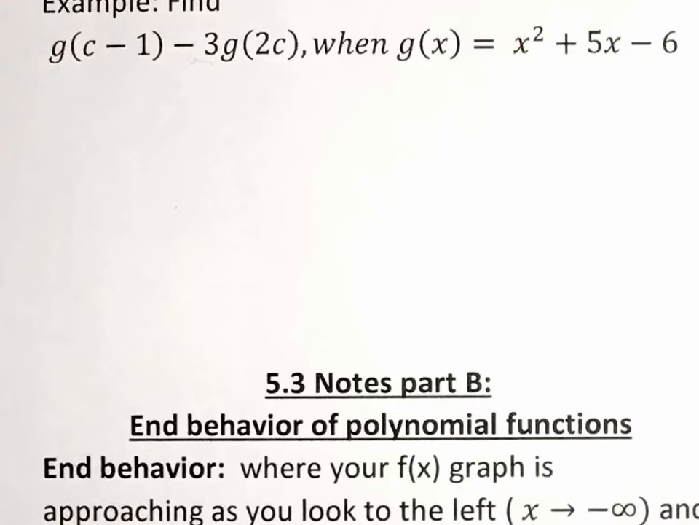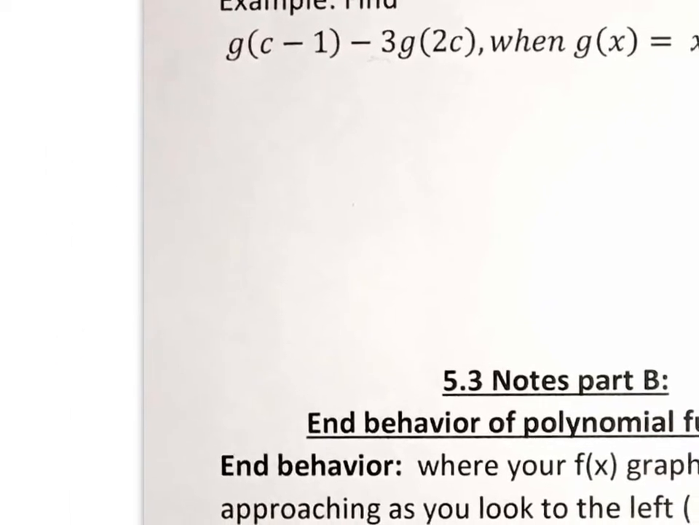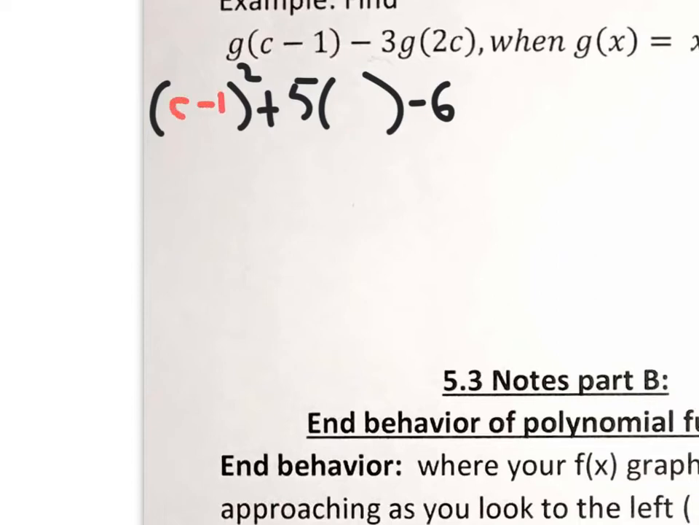So the first thing to do is to rewrite your g of x function, and that's going to be x squared plus 5x minus 6. And we're going to be actually plugging in the binomial c minus 1 inside the parentheses. So we're going to go c minus 1 right here and a c minus 1 right there. Okay? So let's actually work this out.